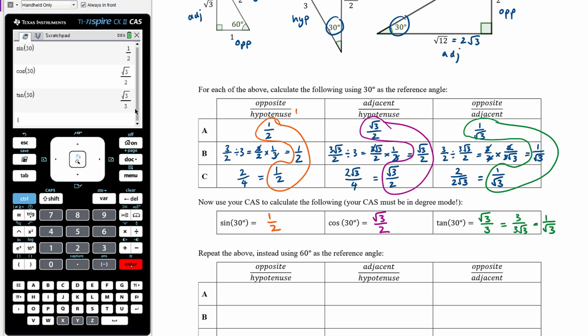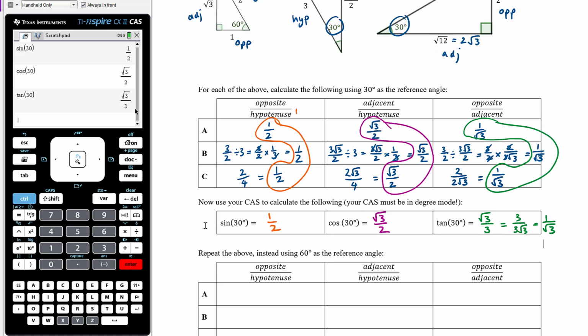Okay. So what we're seeing here is that regardless of the lengths of the sides, sine of 30 degrees is equal to the opposite side length divided by the hypotenuse side length, where we have a right-angled triangle with a 30-degree angle. Cos of 30 degrees is always equal to the adjacent length divided by the hypotenuse length, and tan of 30 degrees is always equal to the opposite length divided by the adjacent length, obviously in a triangle with 30 degrees.